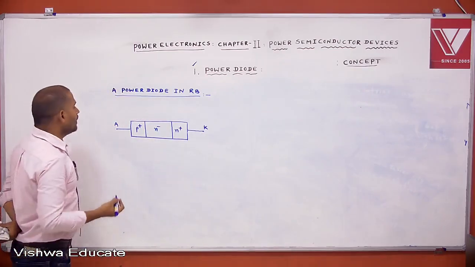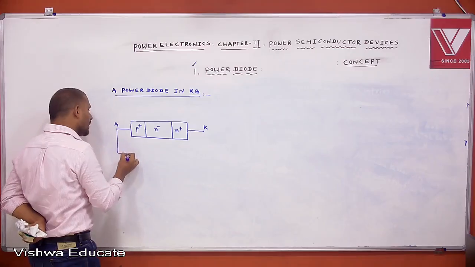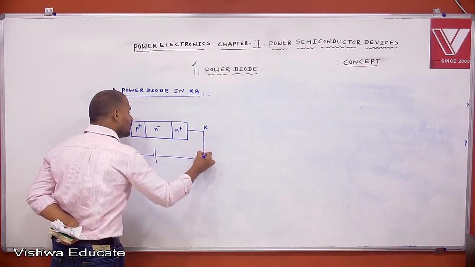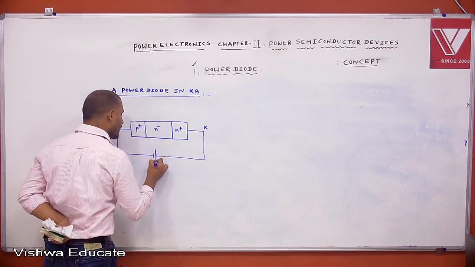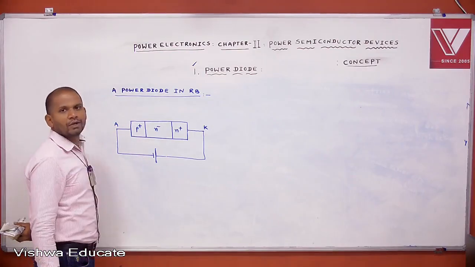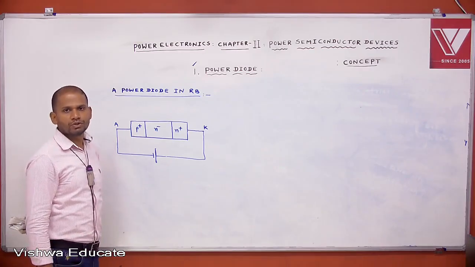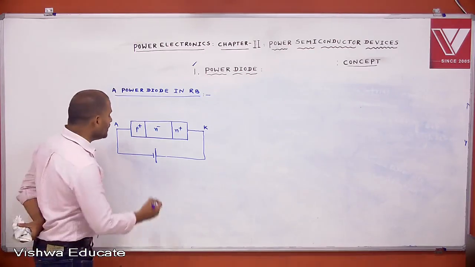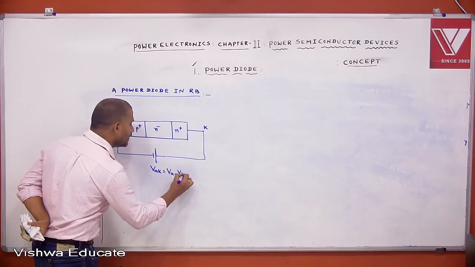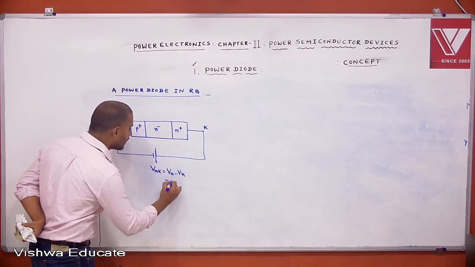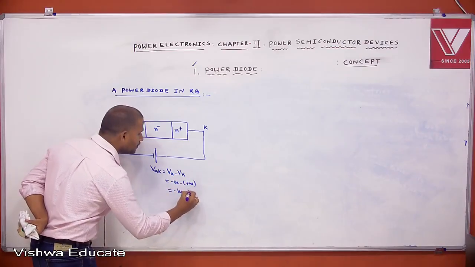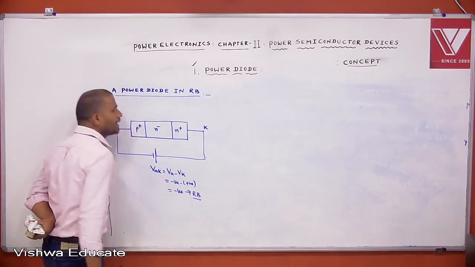Understood? Now, if reverse bias is applied to this, it means the anode to cathode voltage is negative. To make the anode to cathode voltage negative, the anode must be connected to negative and the cathode must be connected to positive. Then VAK is negative: VA minus VK, with VA connected to negative and VK connected to positive. Then the resultant is negative. Now, under which condition is it? Reverse bias condition.